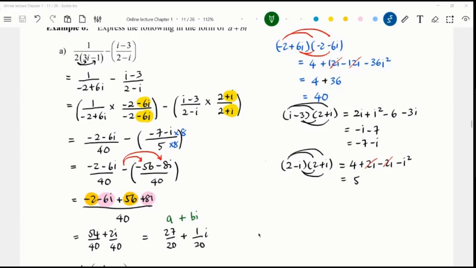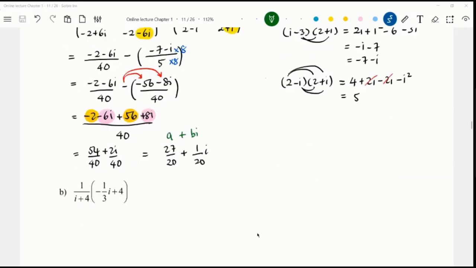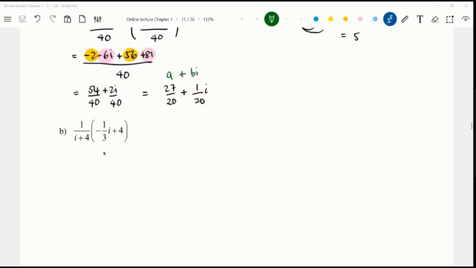Okay, so our 6B is here. We have a fraction of complex numbers and we have to multiply inside the bracket. First thing first, we bring in into the bracket one by one.